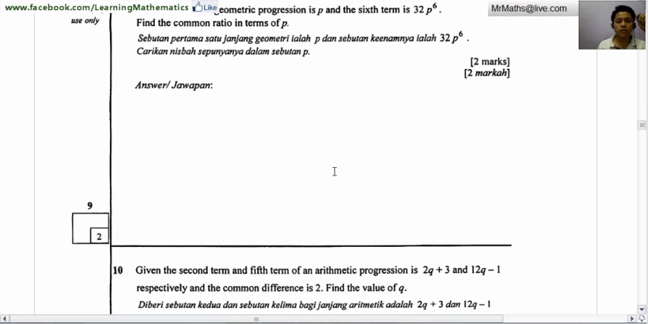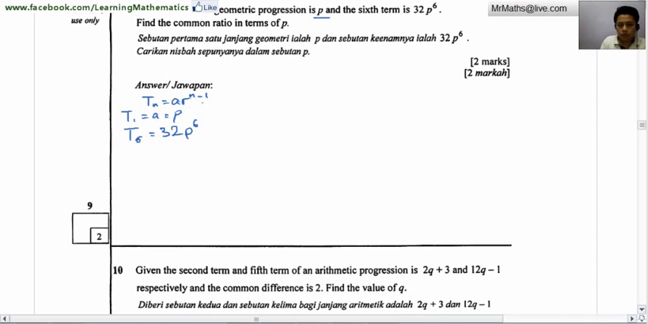Question number 9. The first term of a geometric progression is p, and the sixth term is 32p raised to the power of 6. Okay, let's do this. So we're going to use the formula Tn equal to a r raised to the power of n minus 1. In this case, the first term, which is a, is equal to p. Okay, because it's given already here. And term number 6, the sixth term, is 32p raised to the power 6.